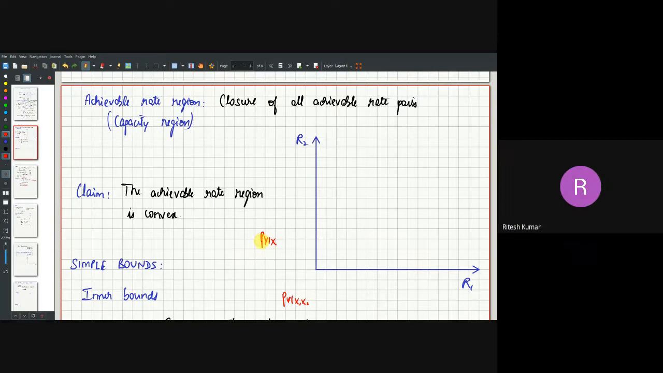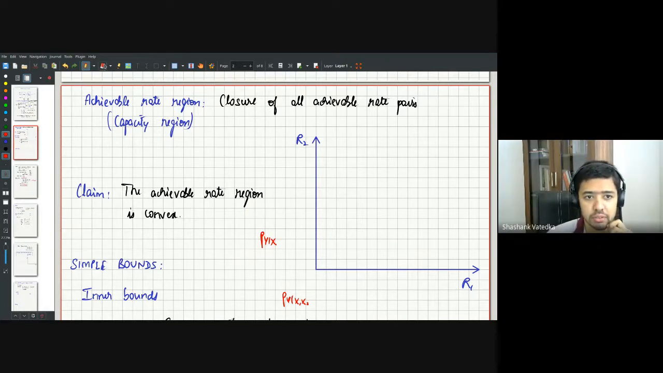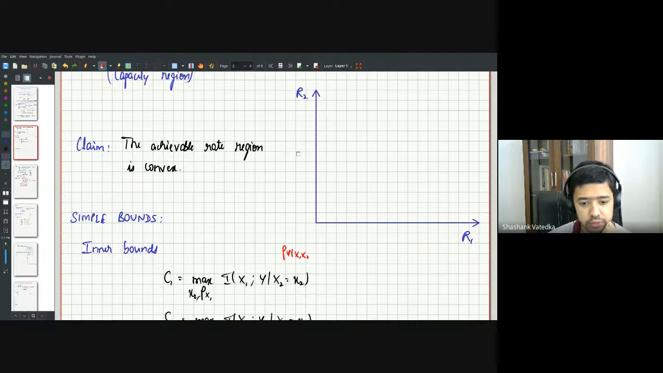Correct. But now it's not just P of Y given X. There's also another X2, right? So then it would be some I of X1;Y given X2, because you're fixing some X2. So in fact, the maximum rate at which user 1 could transmit would be I of X1;Y given X2, and remember that you're fixing X2 to be some silent symbol, right? So this is really the silent symbol.